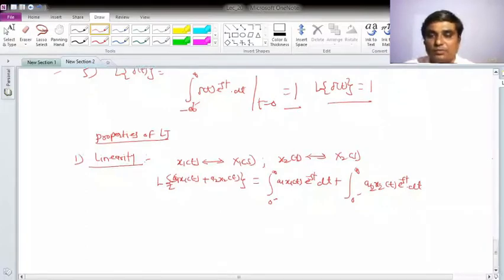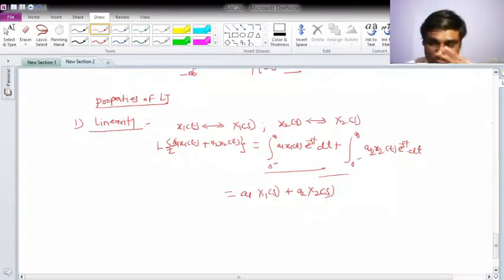Okay, and what is this? This is a1 into the integral from 0 negative to infinity of x1 of t e raised to minus st dt, which is x1 of s, plus a2 x2 of s. So this satisfies the linearity property. This way you can calculate.